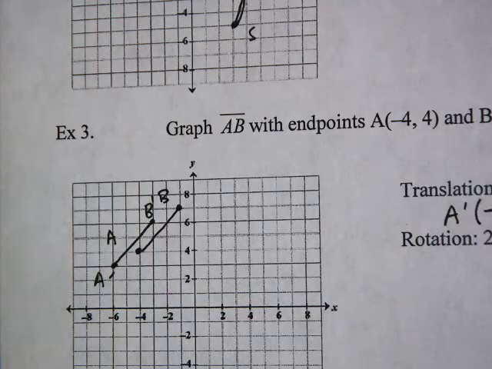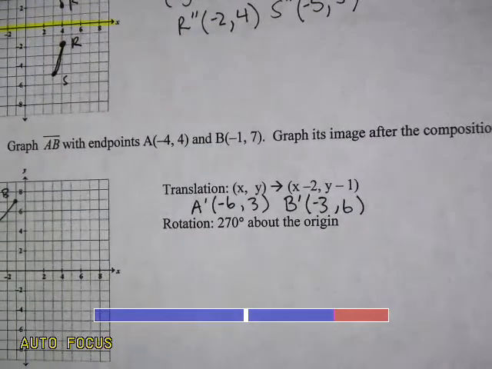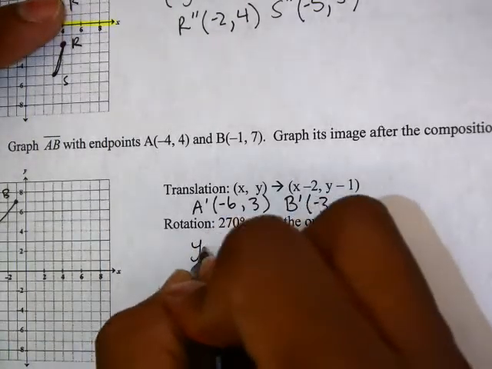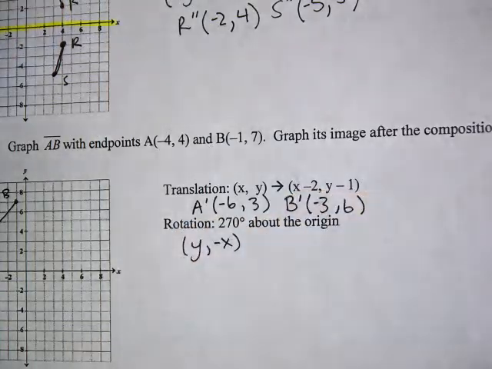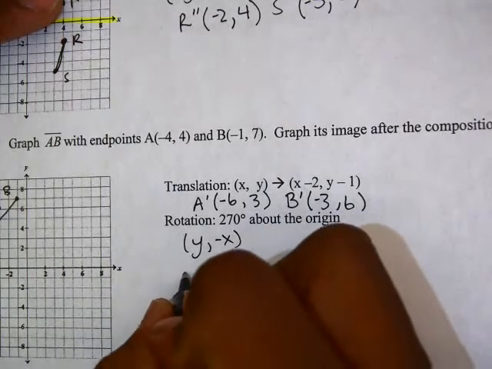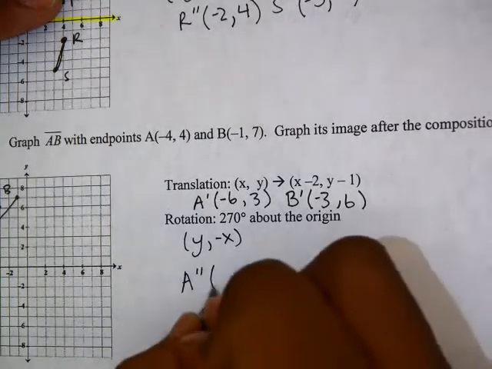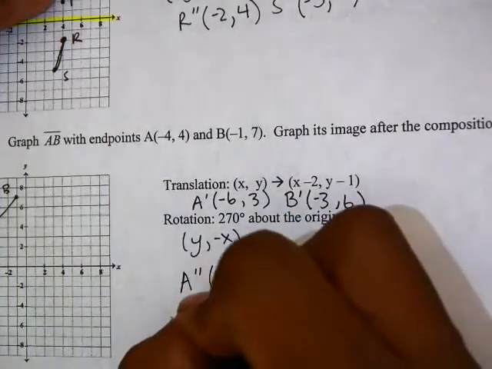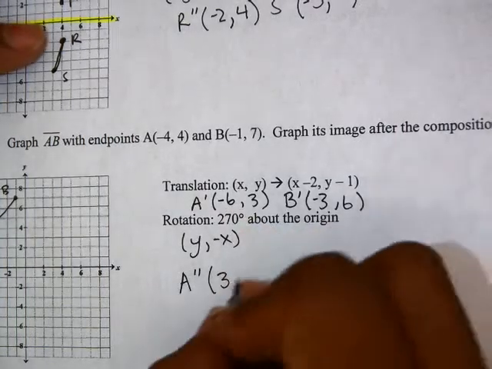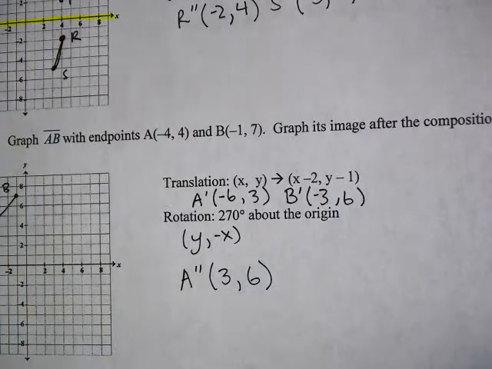And now we have to rotate the primes. So the rule for rotating 270 degrees counterclockwise is (y, -x). In words, it means take your y value, write it first. Take your x value, write it second, and then change the sign on it. So A double prime, I'm going to take the y value, write it first. I'm going to take the x value, write it next, but change the sign. So A double prime is 3, 6.